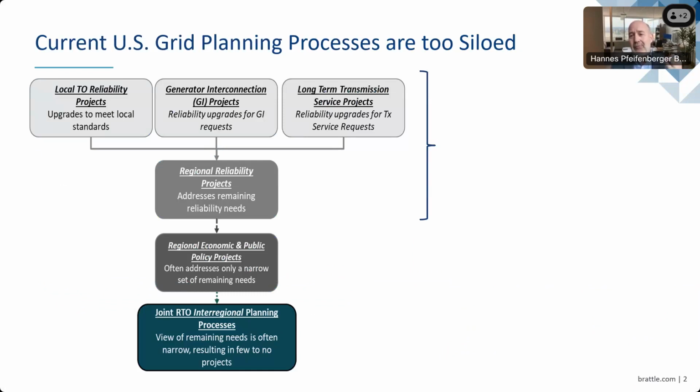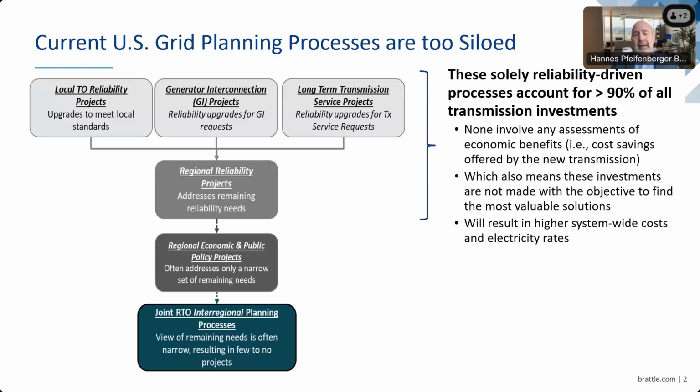But the US grid planning process is really very siloed, and understanding how interregional transmission fits into this process is very important, because what you see here on top is the priority order with which transmission is being planned. So the local projects, generation interconnection projects, long-term transmission service projects, those grid upgrades are planned before regional projects are being planned. But those reliability projects in those top four boxes are really accounting for about 90% of all transmission investments. This is pure reliability planning. It does not involve any assessment of cost savings or economic benefits. It's really just identifying reliability needs and finding solutions to address those particular needs.